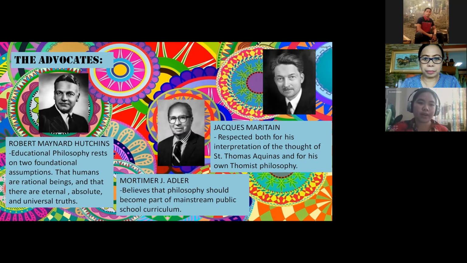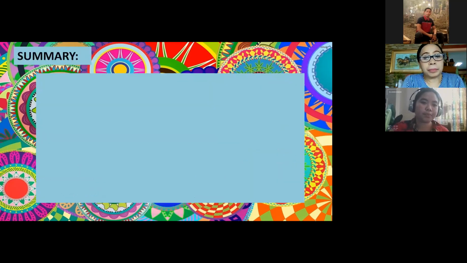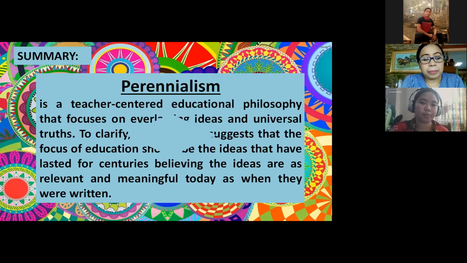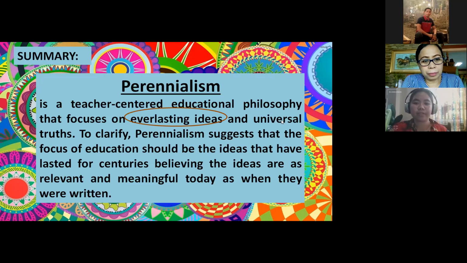So to summarize perennialism, so perennialism is a teacher-centered educational philosophy that focuses on everlasting ideas and universal truths. To clarify, perennialism suggests that the focus of education should be the ideas that have lasted for centuries, believing the ideas are as relevant and meaningful today as when they were written.